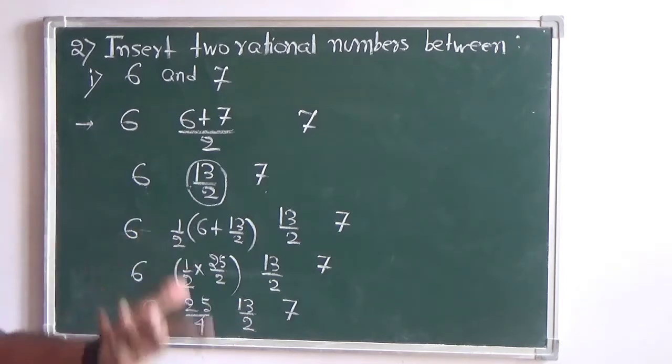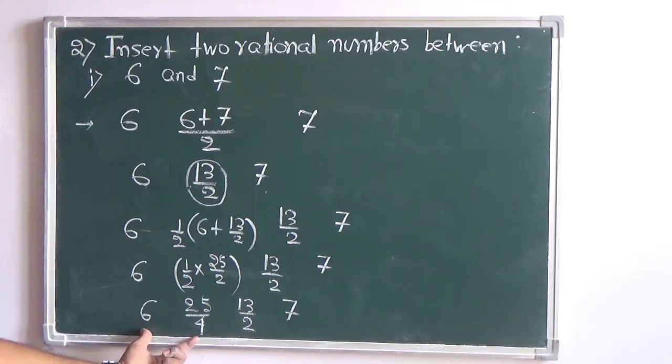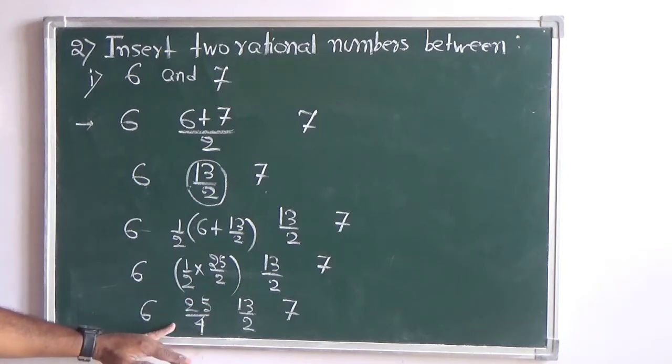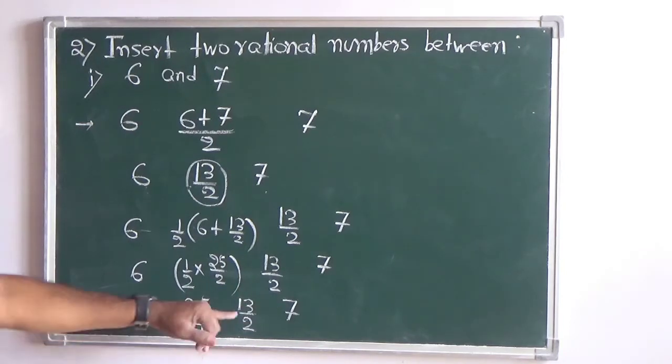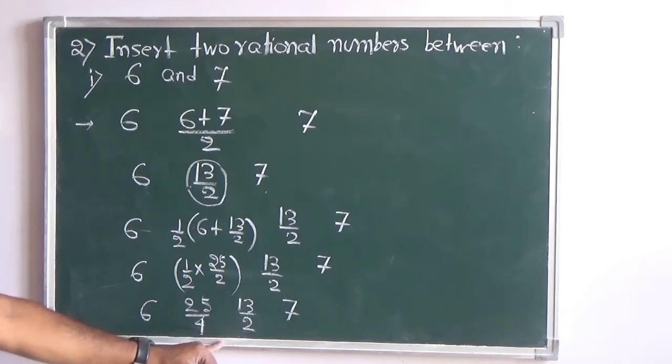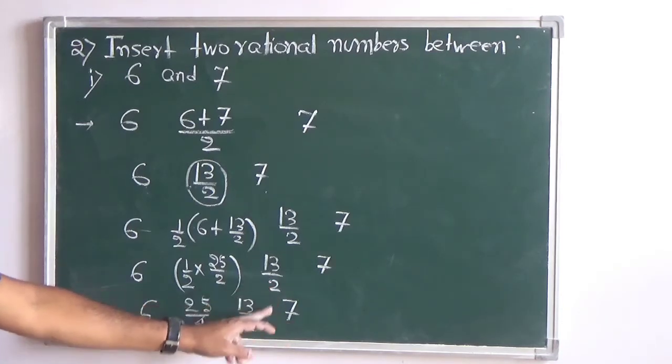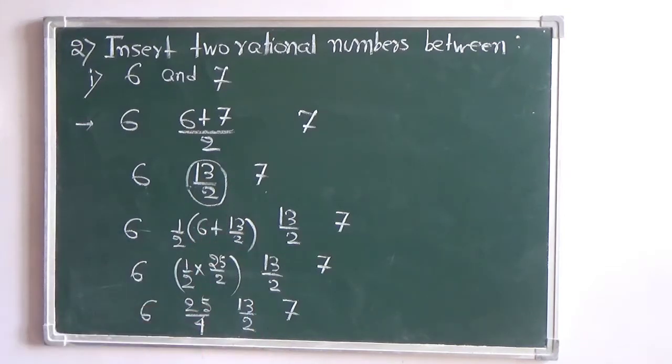If you want to get more rational numbers, then between these two also you can apply the same formula method to get another rational number, or you can apply the formula between these two, or between these two. Whether you find between these two, that number will lie between these two. So ultimately, in all the cases, that particular number will always be lying between 6 and 7. So this is how we apply the formula method to find or insert rational numbers between any two rational numbers.